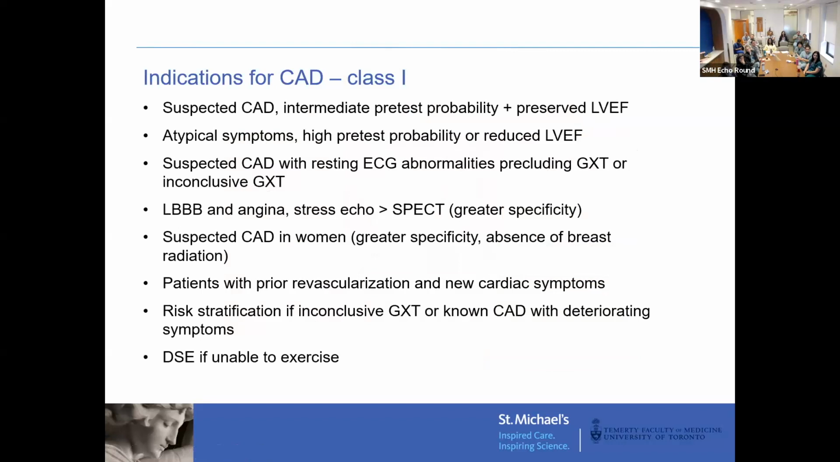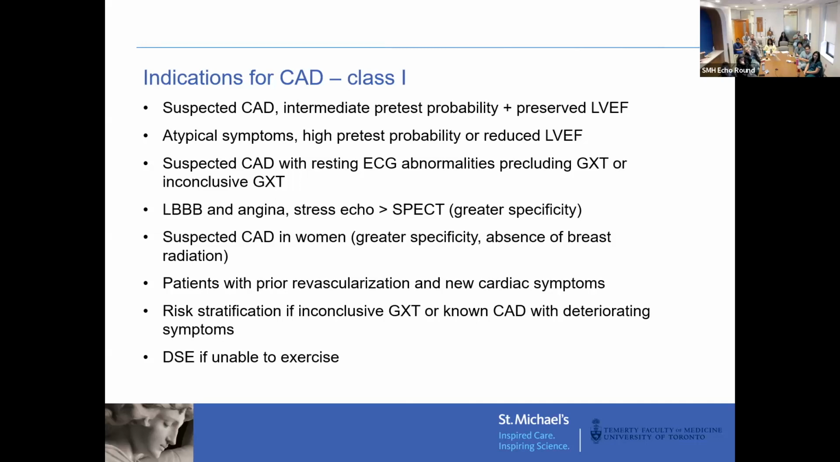So just quickly diving into the indications for CAD, these are the updated ASC 2020 guidelines, the class 1 indications specifically focusing on CAD. So they recommend a stress echo for any patient that's suspected to have CAD and have an intermediate pretest probability, whether or not they have normal or reduced ejection fraction. They also recommend it for atypical symptoms at a high pretest probability, or patients with HFrEF or reduced ejection fraction, suspected CAD with resting ECG abnormalities that preclude them from doing a GXT, or if their GXT was inconclusive, this would be the next step.